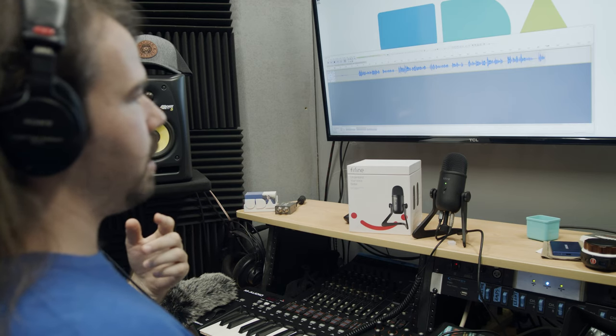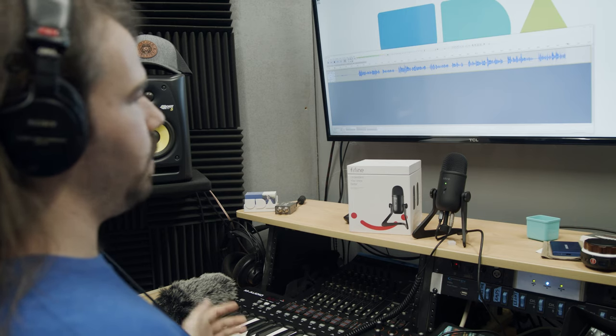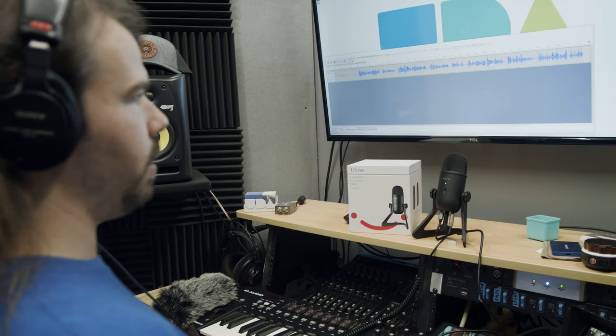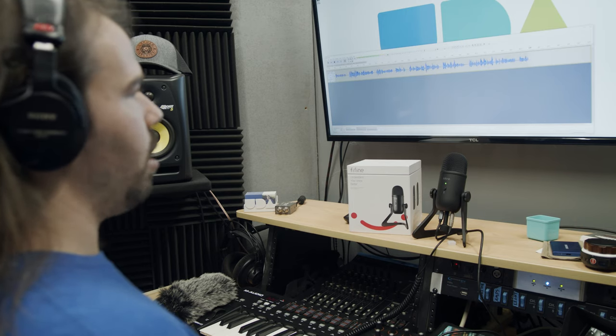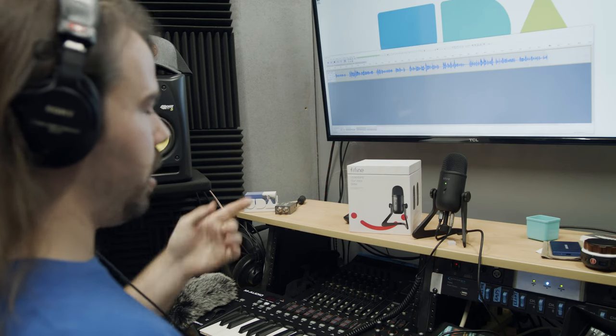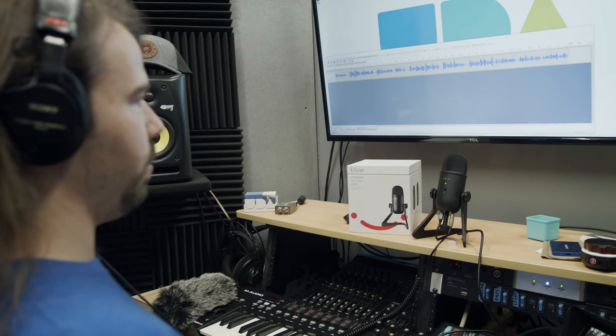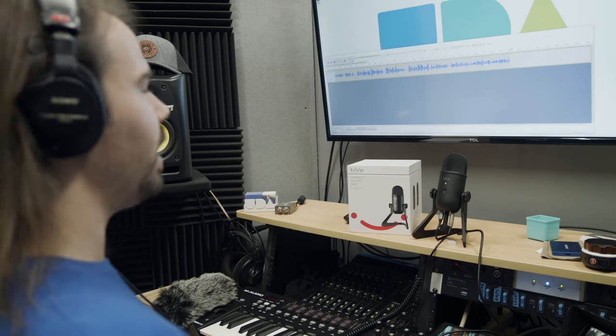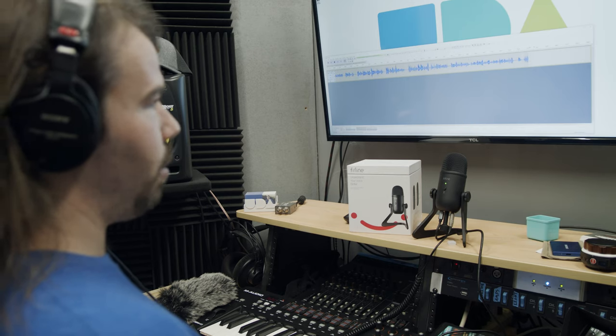I do have the headphones connected, and what I'm impressed with is that, as expected, there is no latency whatsoever. So it's not going to trip you up when you're trying to speak. If you are monitoring yourself and there's a delay, it can be really, really disorienting and hard to speak right. So this does not have that problem.